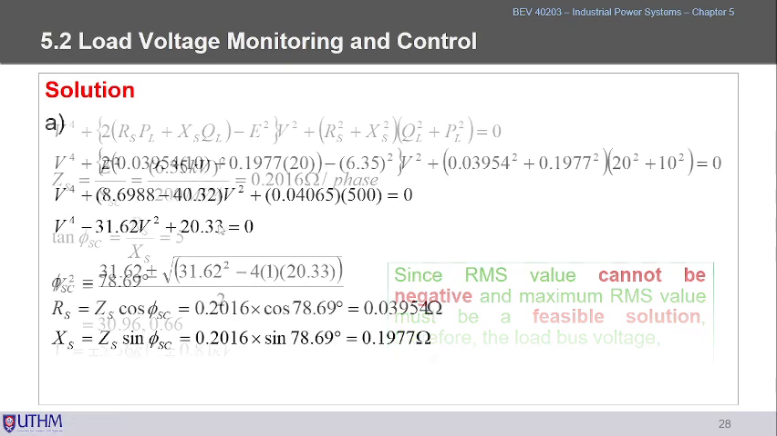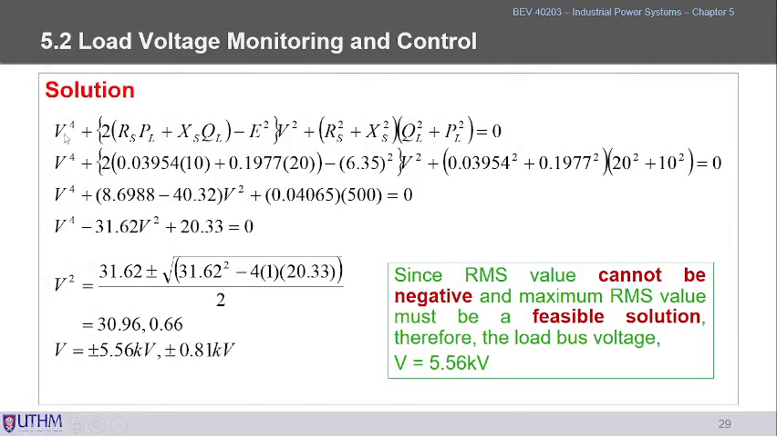After that we substitute into the very long equation just now, using V square as our unknown. We just substitute the parameters that we have. For example, the RS is this one, the PL is 10 megawatts, XL is this much, and the QL is 20 megavar. And this is E square, and the V we need to find later on. So QL is 20, PL is 10, equal to 0.